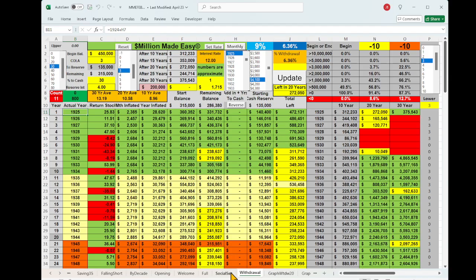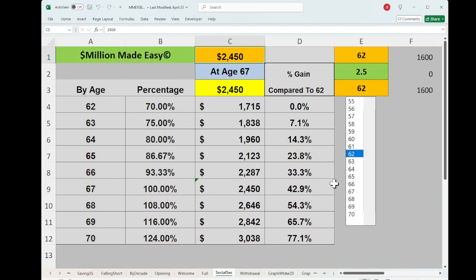Let's do one more thing here. Let's go ahead and change this. Let's say he wants to wait and retire at age 65. That 2450 is going to grow. What he's getting at age 67, that's going to grow by 3 more years. And given a 2.5% COLA, which is what Social Security was, he's going to get 2638 after age 67.